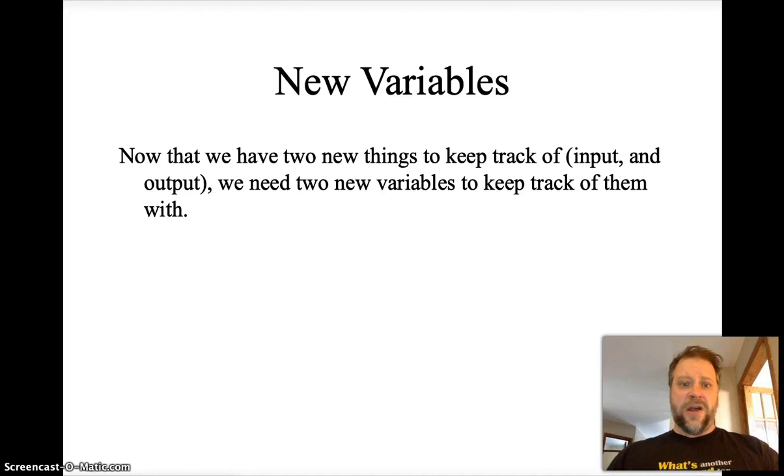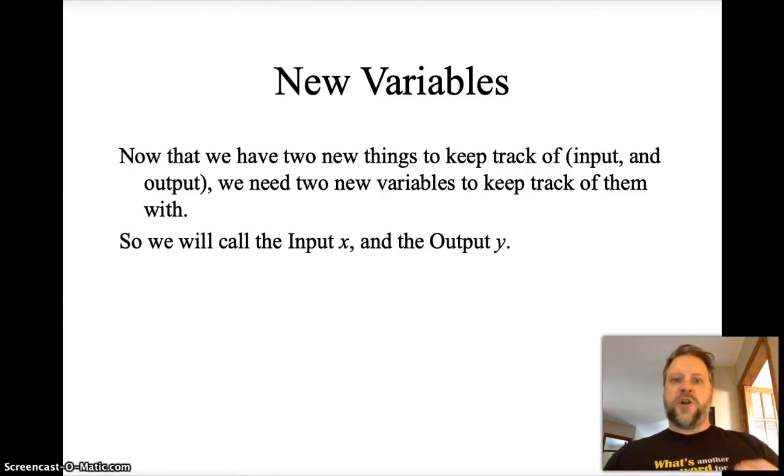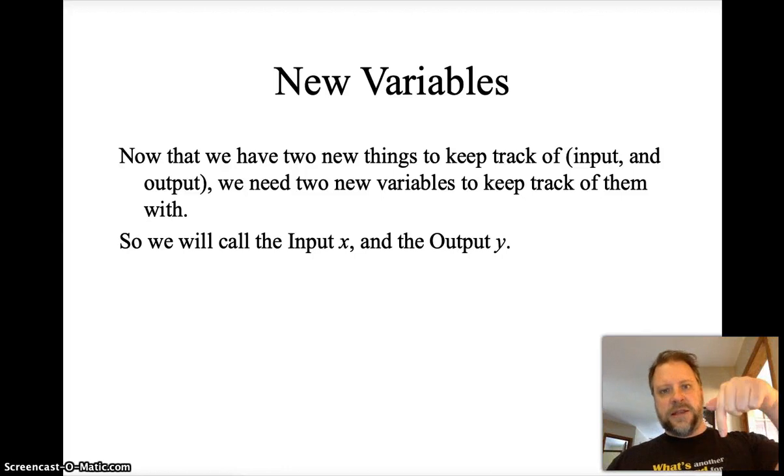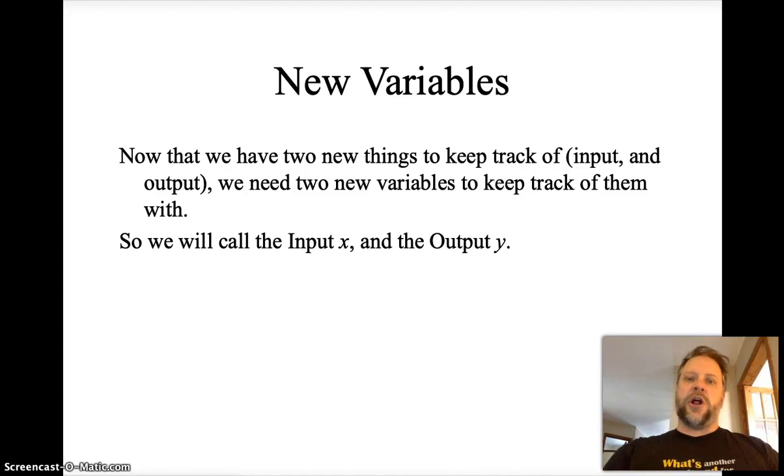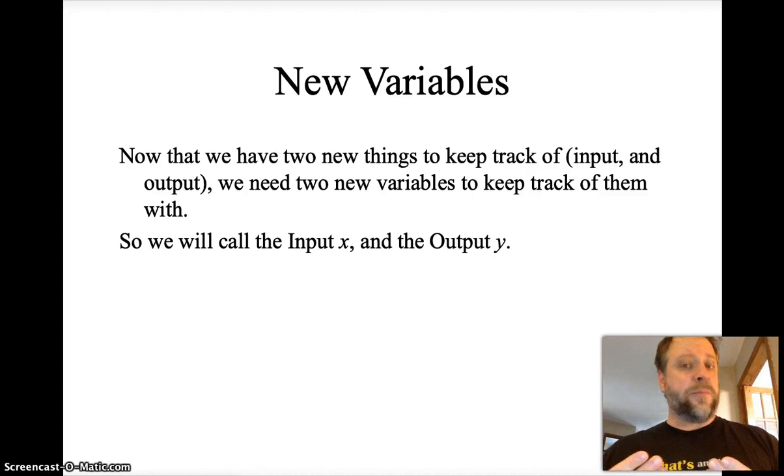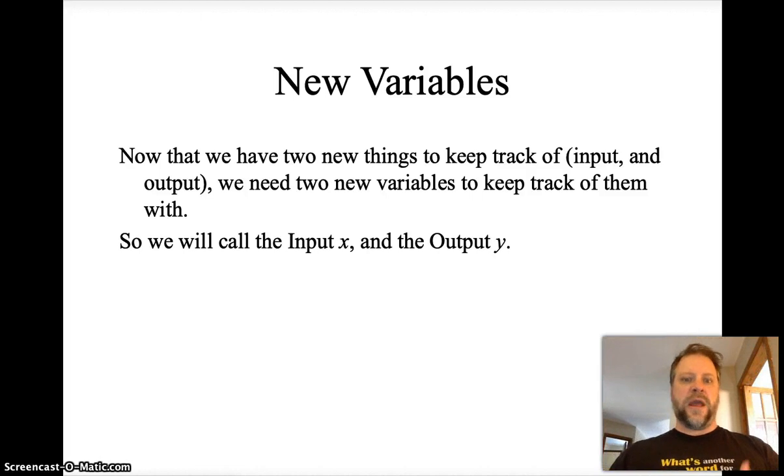So now we have two things to keep track of. We don't just have n. We have an input and we have an output, which means we need new variables to keep track of them with. N is no longer sufficient. So we're going to call the input, the number that goes into the machine, x, and we're going to call the output, the number that comes out of the machine, y. So y is kind of like our answer, and x is kind of like the example, the question, the situation that we're creating by putting that number in.